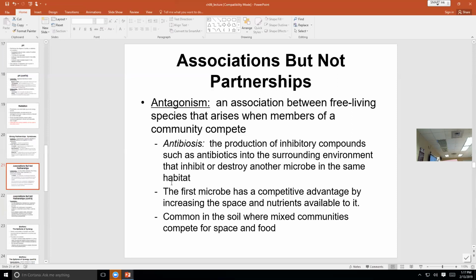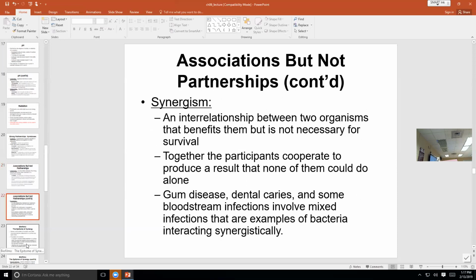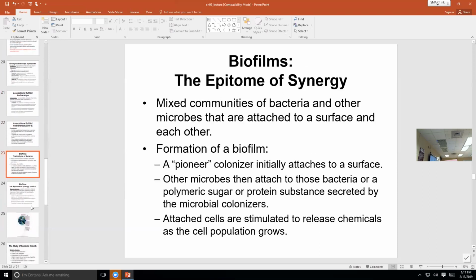Antagonism, so working against, so making something that you would make. Antibiosis. When you think of bios, it means life, right? So against other living organisms. So making a product that could be used against other living organisms. And then we talked about synergy, which is the same.